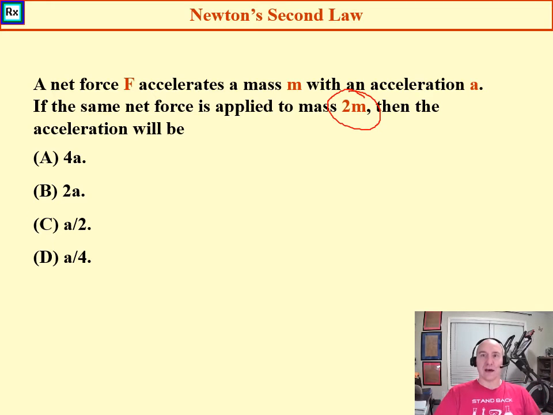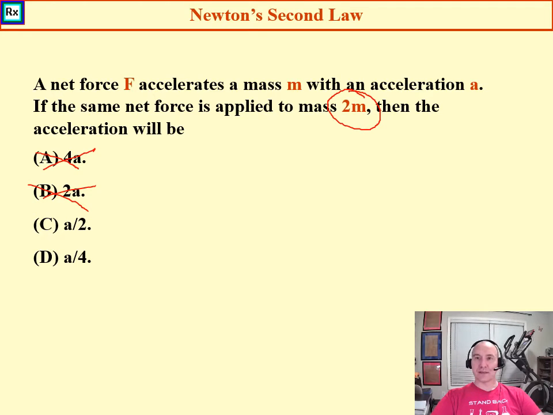If you have one object that is light and one object that is heavy, which one are you going to be able to accelerate more? Right? The light object, the one with less mass, is easier to accelerate. So the one that has more mass should have a smaller acceleration, which means that A and B are out. All right, so with a smaller acceleration, it's either C or D.